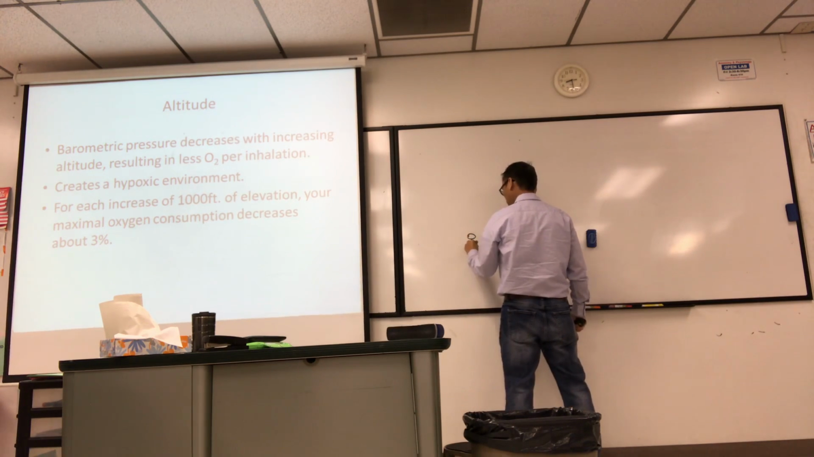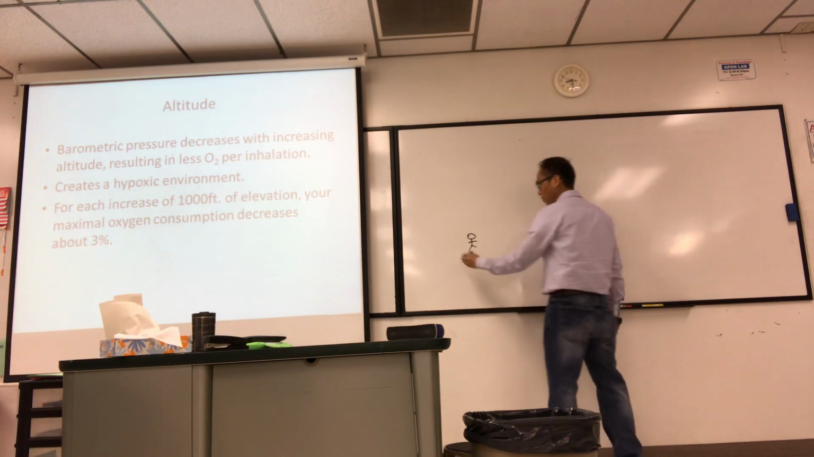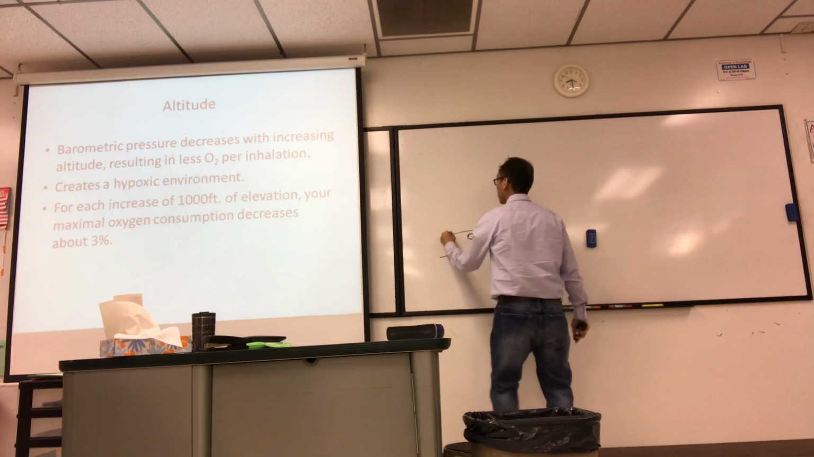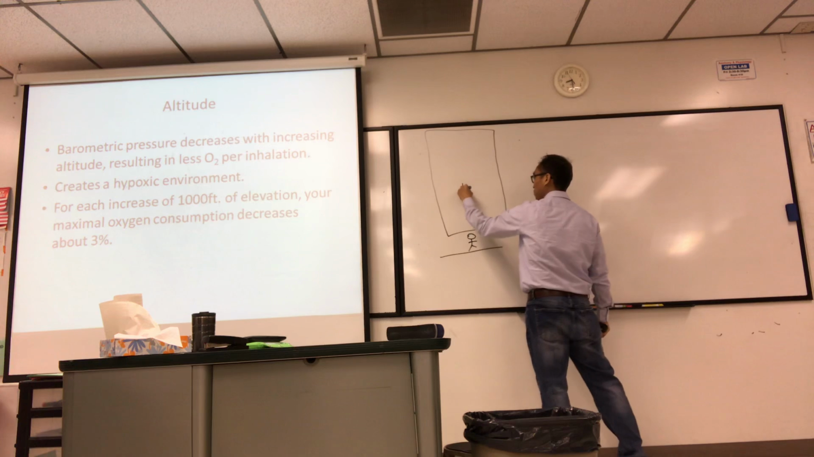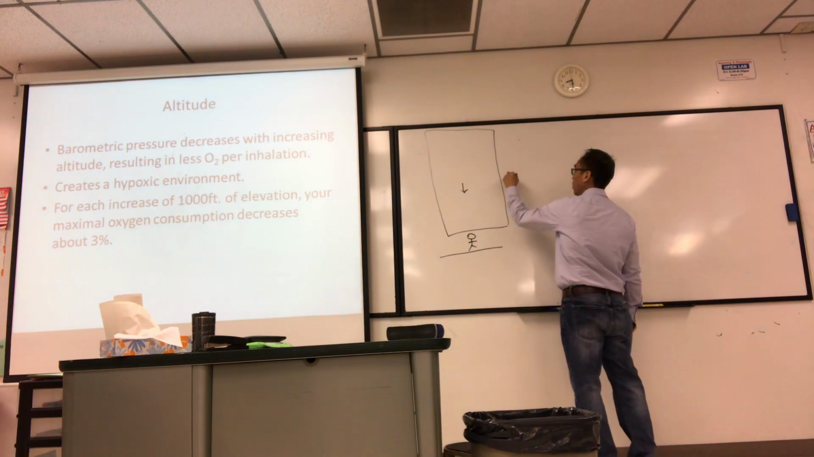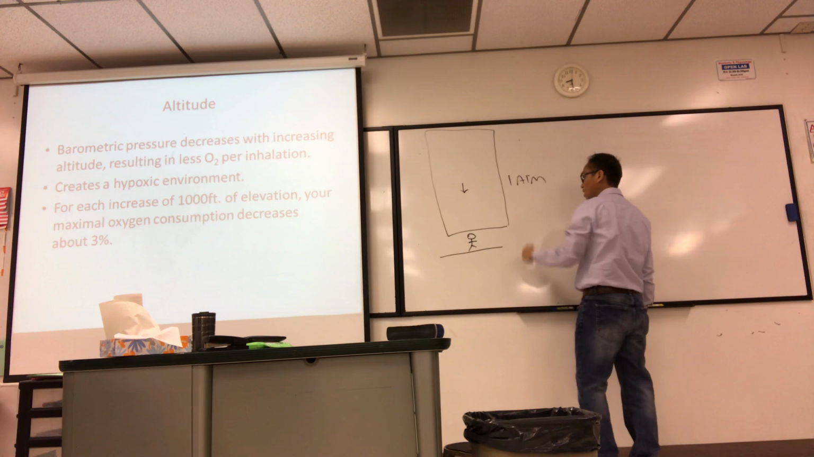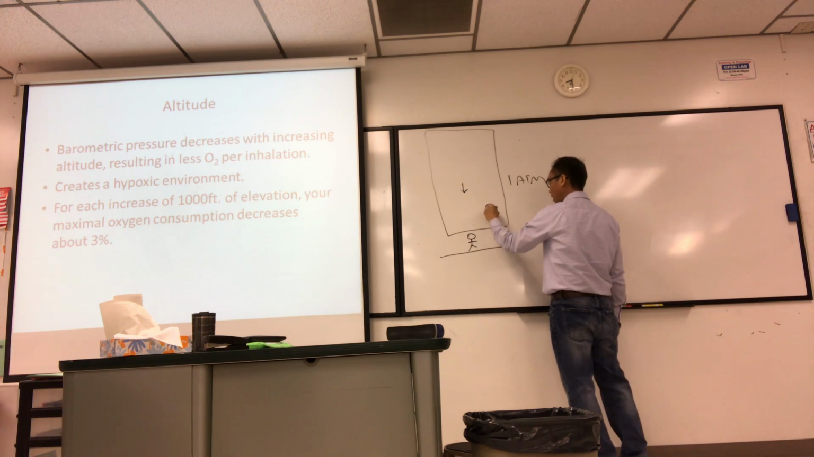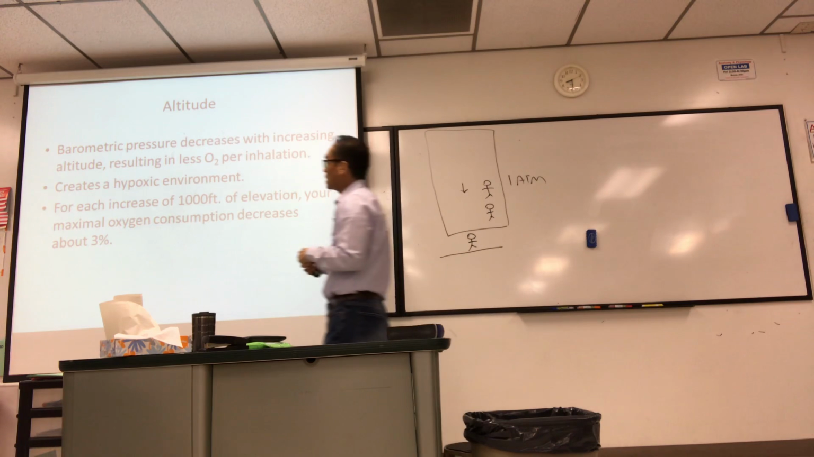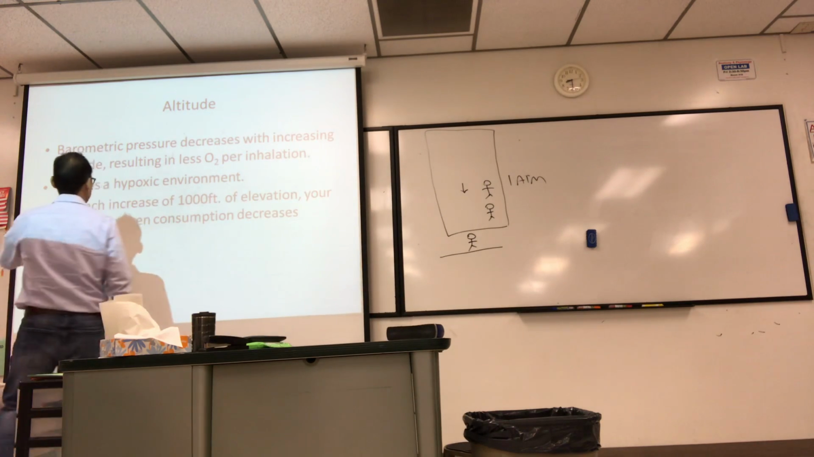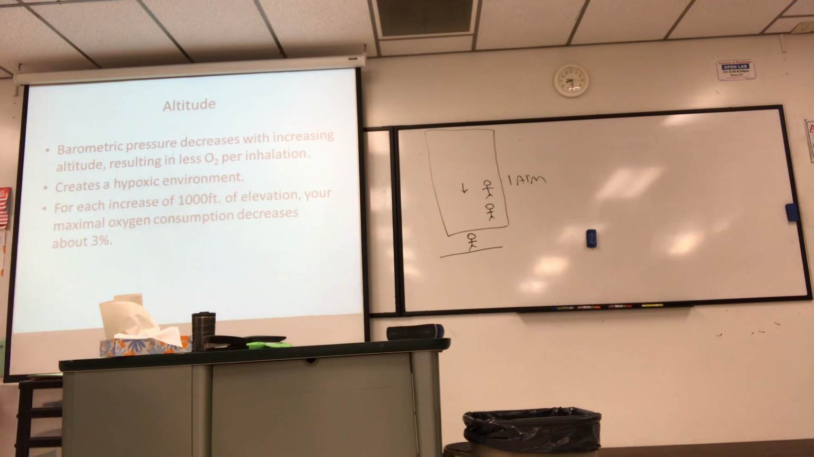Here's you in Sacramento living at sea level. On top of you is the atmosphere of our planet pushing down on your body surface. That's one atmosphere. As you drive up to Lake Tahoe, you get higher and higher, so there's less air on top of you, less pressure, and the air's thinner. It creates a hypoxic environment. With each 1,000 feet of elevation, your max oxygen consumption decreases about 3%.